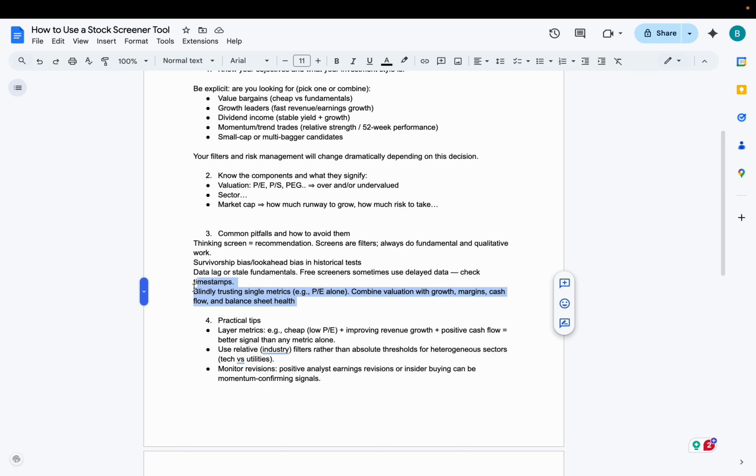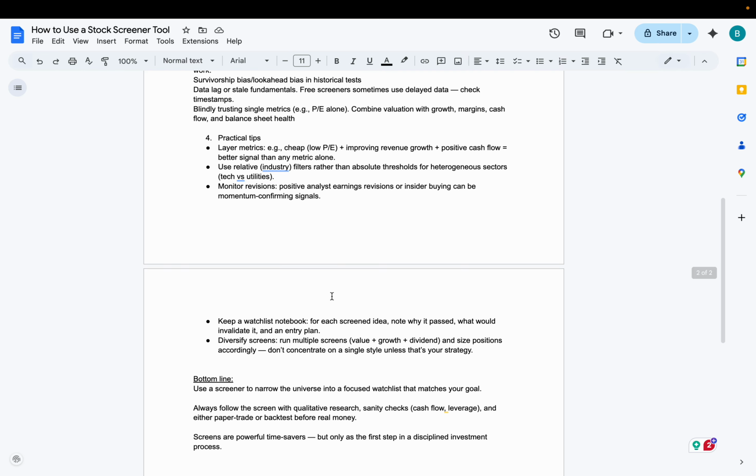Number 3, which is do not blindly trust single metrics, like for example PE alone, right? So you must always combine your valuation with growth, margins, cash flow, and balance sheet, etc. Because like I mentioned in many of my videos back in 2021, 2022, right, there was a lot of growth companies whose share prices rose crazily and then came back down to earth correspondingly as well. Because a lot of these growths are not sustainable, right? So you should always combine your growth with your margins, your cash flow, and balance sheet health, besides just using valuations, right?